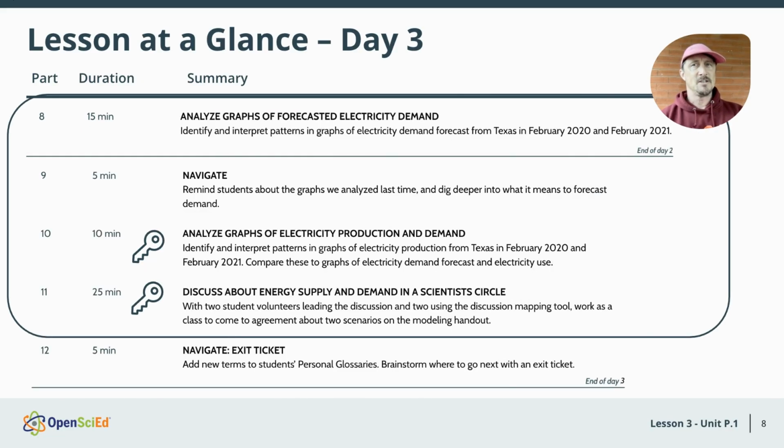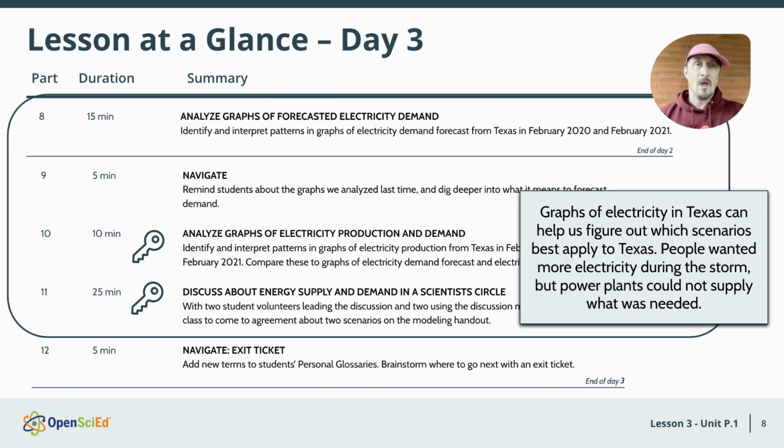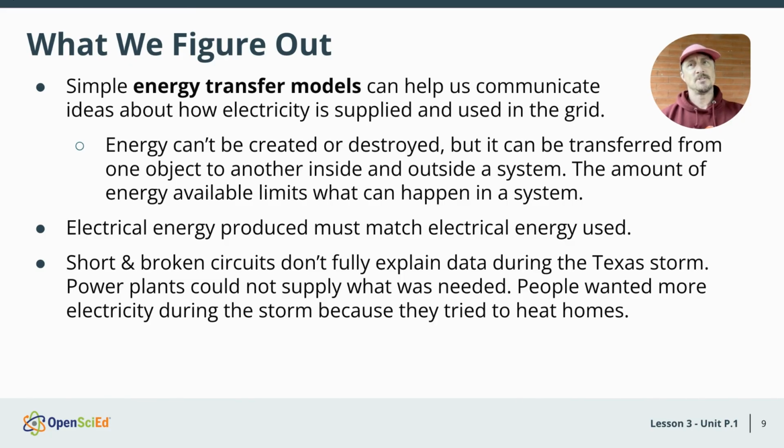And then to finish day 2, we look at actual graphs of predicted demand for electricity, and we see that people wanted to use a lot more electricity than usual during the storm. We begin day 3 by looking at graphs of supply alongside this predicted demand, and we see that power plants couldn't keep up the supply that people wanted. So we circle up and we come to consensus on how to model a couple of scenarios that match the data that we have.